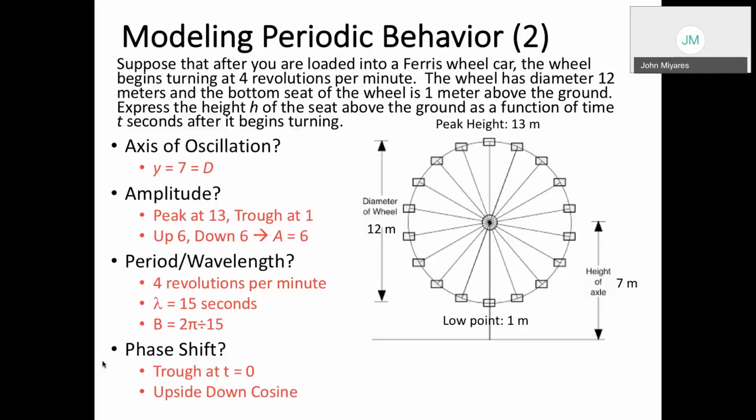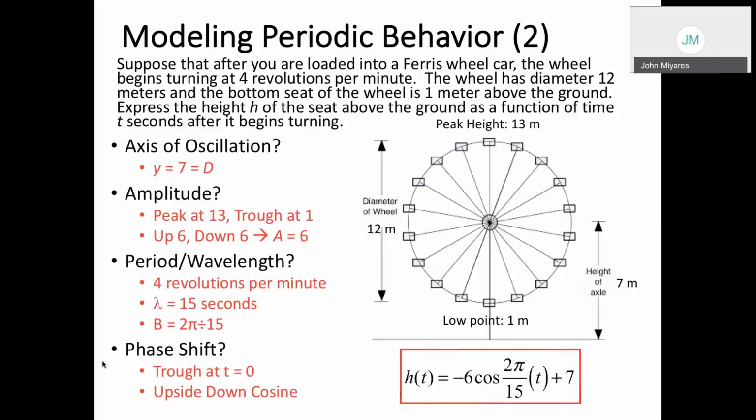If I just flip it upside down, the starting point will be at its trough. So incorporating all this together, we have the function h of t will be negative 6 times the cosine of 2 pi over 15 times t plus 7. Negative because I'm starting at the trough instead of starting at the peak.